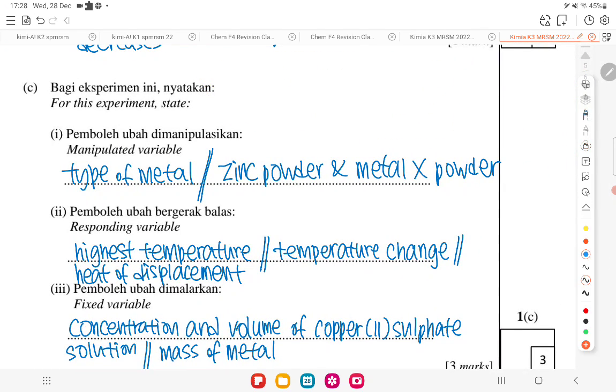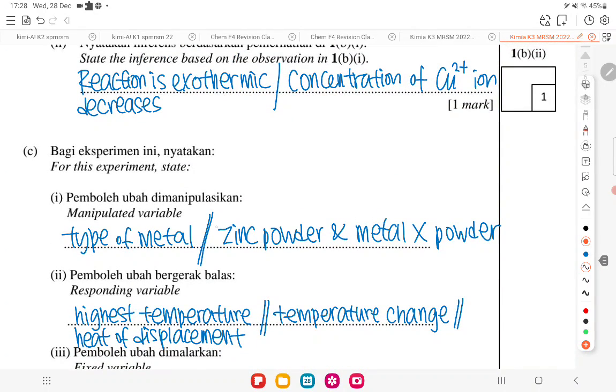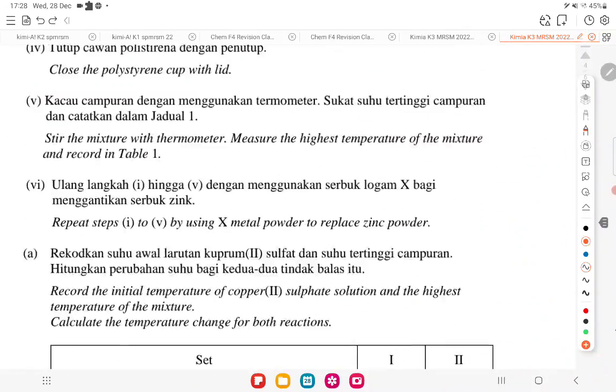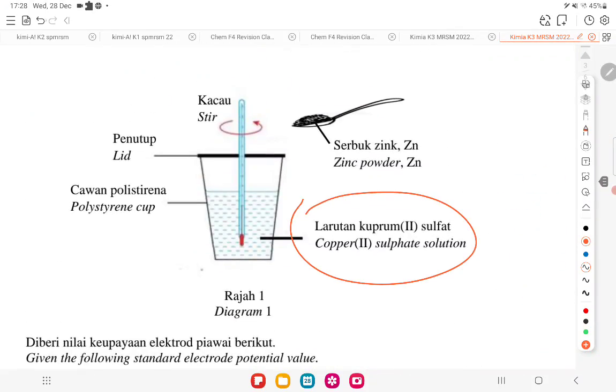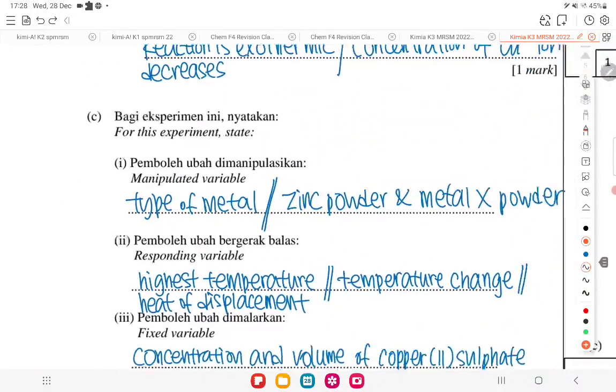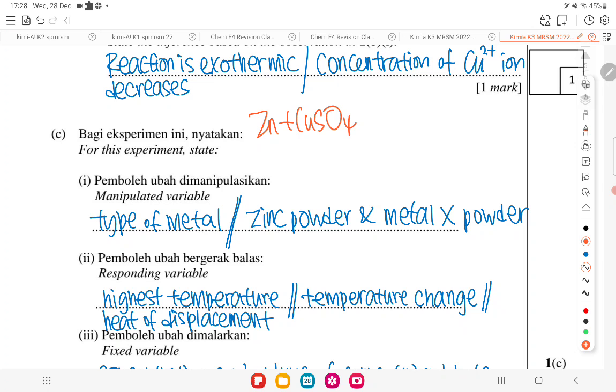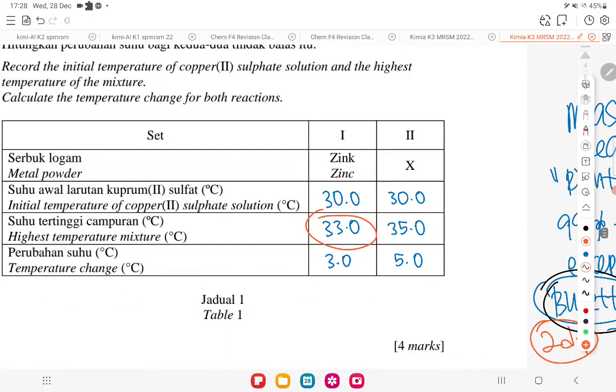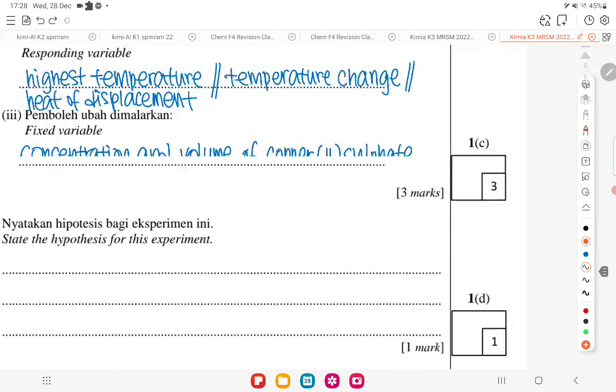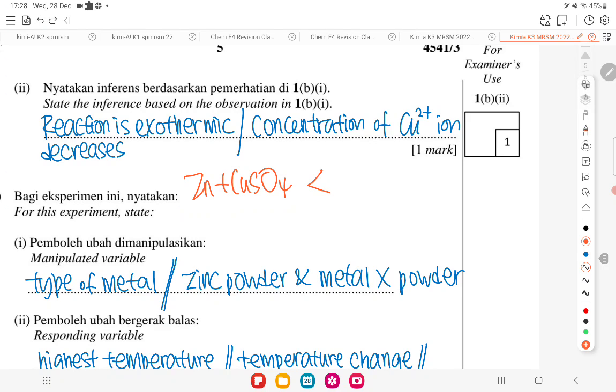So what is a better answer? Initially when you use the zinc, you put the zinc in the copper sulfate solution, right? When you put the zinc and the copper sulfate solution, the highest temperature is 33. When you put the metal X and copper sulfate, the highest temperature is 35. So you can see that this one, the highest temperature is more. Zinc and copper sulfate gives a lower highest temperature than metal X and copper sulfate.